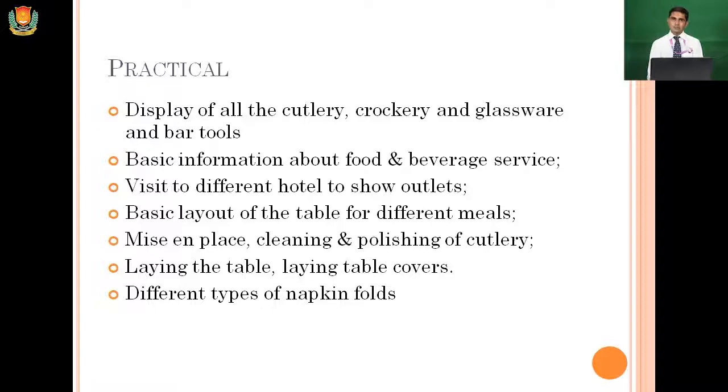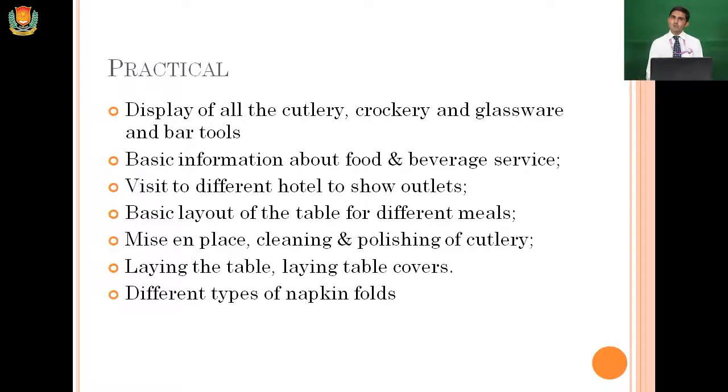Laying the table cover: what is a cover, what is the definition of a cover, what is the size of a cover, each and everything we are going to cover. Then different types of napkin folds. Yes, it is very important because it plays a very important role in decorating and making your cover eye-appealing. There are napkin folds like the lotus fold, book fold, candle fold, small candle, large candle, and fan fold. I'm going to tell you how we can give a design to a simple piece of cloth. This we are going to cover in our first semester, in the subject Food and Beverage Service Foundation.